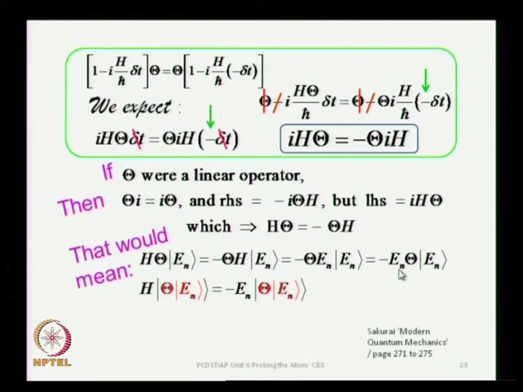So, you pull it out, and what it essentially gives you is that theta En is also an eigenstate of the Hamiltonian belonging to the eigenvalue minus En. We started with En as an eigenstate of the Hamiltonian with eigenvalue En, and now we get the time reverse state also to be an eigenstate of the Hamiltonian, but with a negative energy eigenvalue. Now, would this make any sense?